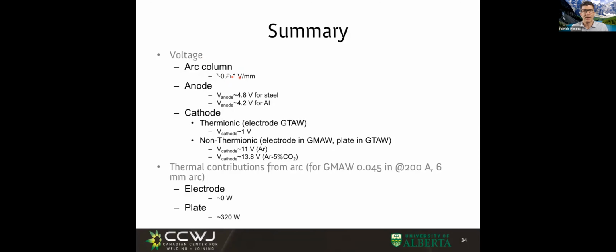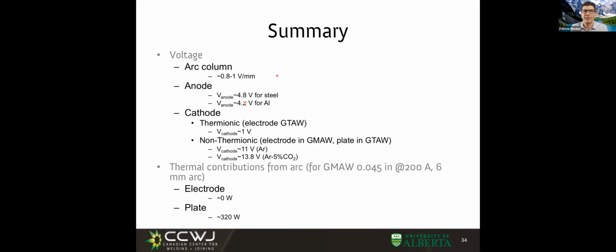And this 1 volt per millimeter, this is what the physicists have told me they calculate with their simulations and in their experiments in plasma physics labs. So these two numbers are fairly reasonable. For the anode, right at the anode, in the space of nanometers, we have a voltage of 4.8 volts for steel, more or less, or 4.2 volts for aluminum, more or less. But we're going to use these numbers because we have nothing better.